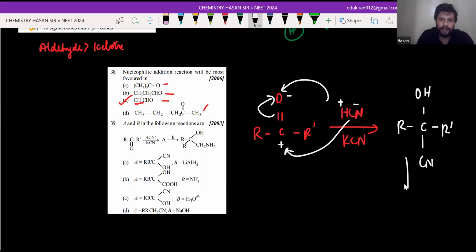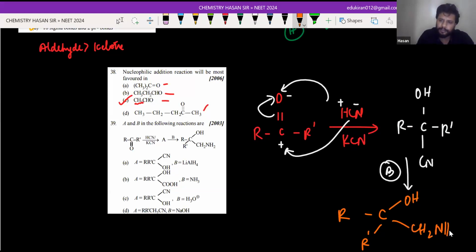And after this, B we need to calculate, and C is already given. The product is given R dash OH and CH2NH2 is given like this. You need to tell which one is B. So A we already connected that it is something like this, R C CN H, right? So this is the correct answer. This is A and this is A, which is same. We need to go for B.